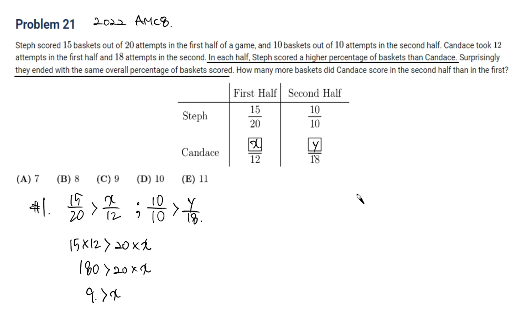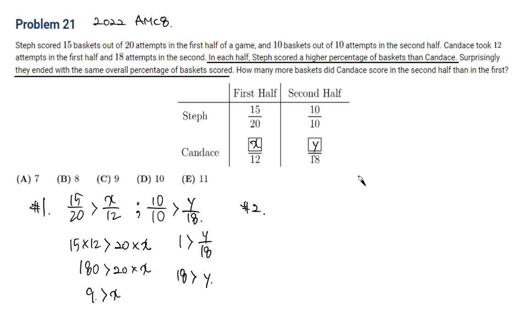Of course, Candace can't score something like 8.5 baskets, so it must be an integer question as well, just like question 20. All right, at the same time, we need to maintain that 10 over 10, wow, second half 10 over 10, that's amazing, right? So 1 must be greater than Y over 18. That means 18 is greater than Y, so Y can start from 17 and go downward.